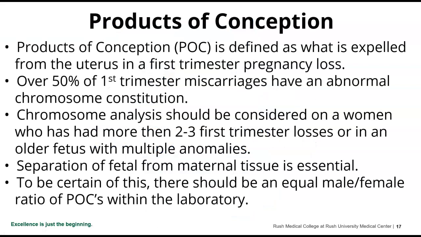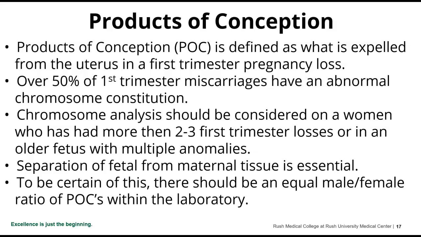So as I showed you a little bit earlier, products of conception is defined as whatever is expelled from the uterus during a pregnancy loss. When we look at the chromosome material of early pregnancy losses less than 10 to 12 weeks, 50% have abnormal chromosomes. Chromosome analysis should be considered on a woman who's had 2 to 3 early pregnancy losses or an older fetus that was lost with multiple anomalies. And that's actually looking at the mom and dad.